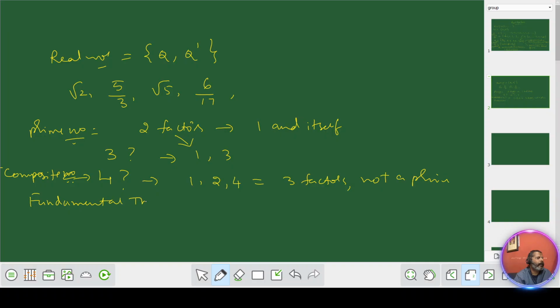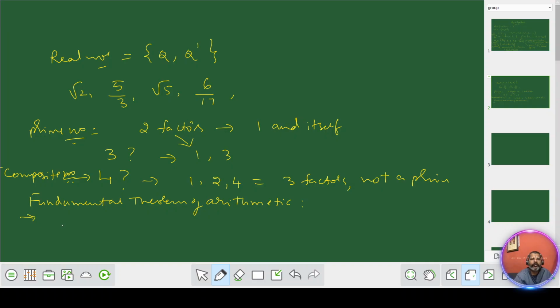Let's move on to the next topic. Fundamental theorem of arithmetic. What does this theorem say? Please remember this can be asked as a 1 mark question: state the fundamental theorem of arithmetic. So here this theorem states like this.